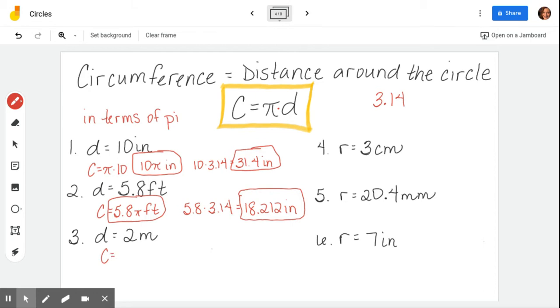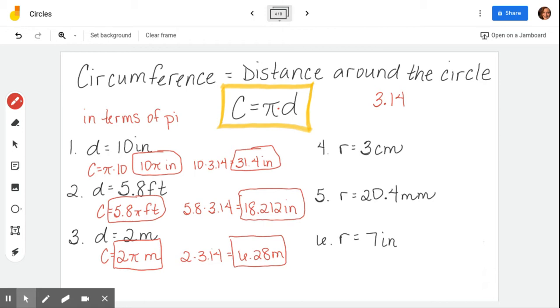Number 3, circumference equals pi times diameter. So the diameter is 2. I'm going to take 2 times pi, or pi times 2. In terms of pi, I would leave it just like that. If I'm asked to go ahead and use 3.14, then 2 times 3.14 gives me 6.28 meters. So if you're already given the diameter, all you do is take that number times pi.